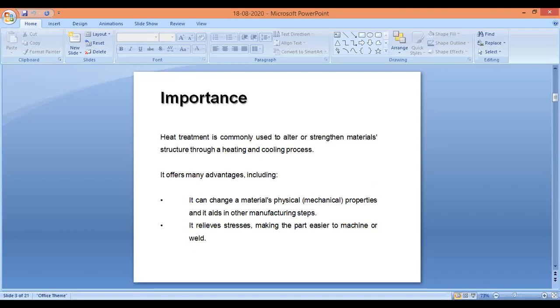What is the importance of heat treatment? Heat treatment is commonly used to alter the material's structure through a heating and cooling process. It offers many advantages, which include changing or modifying a material's mechanical properties, and it aids in other manufacturing steps. It relieves stresses, making the part easier to machine or weld.